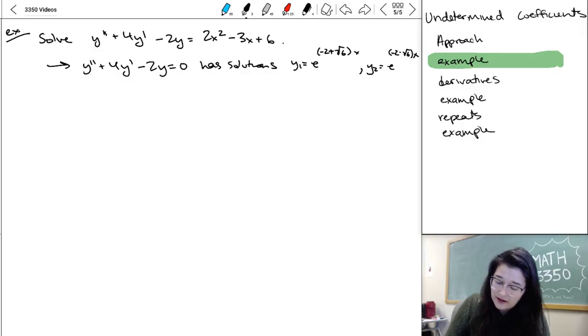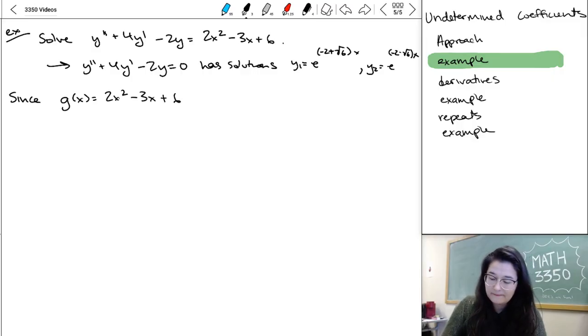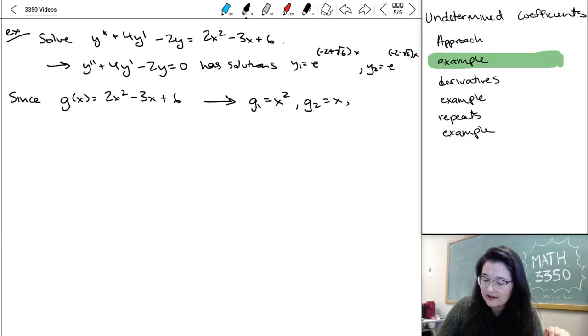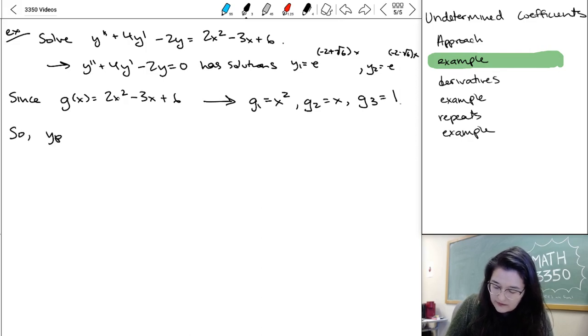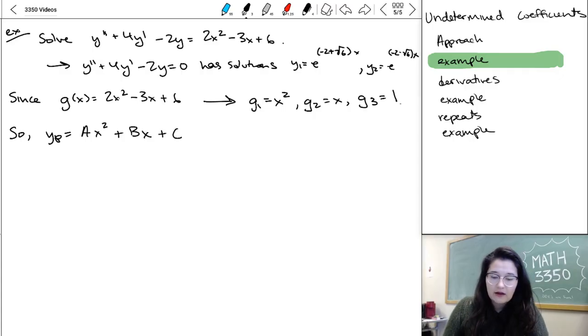And then to find that yp, we note that the g of x we're given is 2x squared minus 3x plus 6. So I'm going to look at that and pick out the functions that make up g. And that gives me, like we talked about, g1 x squared, g2 x, and g3, any constant number. So the guess that I'm going to start this problem off with is that yp is equal to ax squared plus bx plus c, where a, b, and c are my undetermined coefficients.